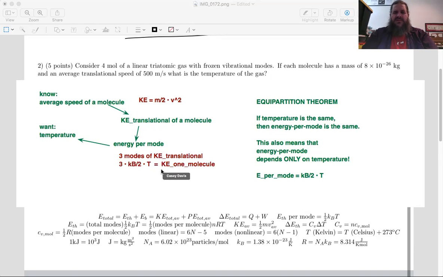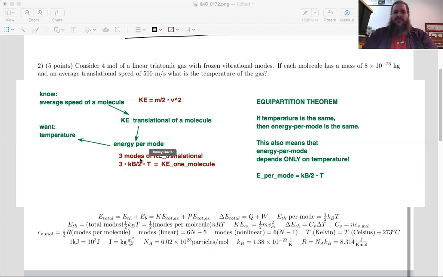So the translational kinetic energy of one molecule should be 3 times the energy per mode, because there are 3 modes that we care about as far as translational kinetic energy is concerned. And we now have 2 different ways of writing the translational kinetic energy of one molecule. The translational kinetic energy of one molecule is 3 times the energy per mode. And also the translational kinetic energy of one molecule is 1/2 mv squared, the usual formula for kinetic energy.